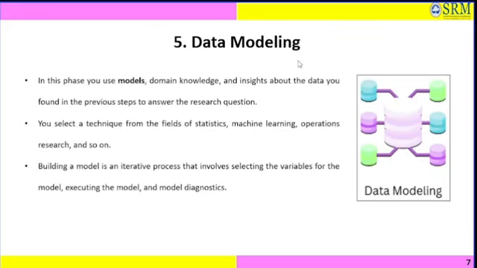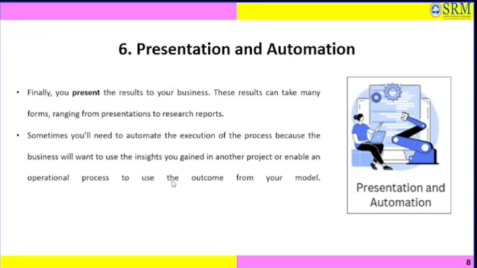The fifth step is data modeling. In this phase, you use models, domain knowledge, and insights about the data you found in the previous steps to answer the research question. You select a technique from the fields of statistics, machine learning, operations research, and so on. Building a model is an iterative process that involves selecting the variables for the model, executing the model, and model diagnostics. This is the fifth step of data science process.